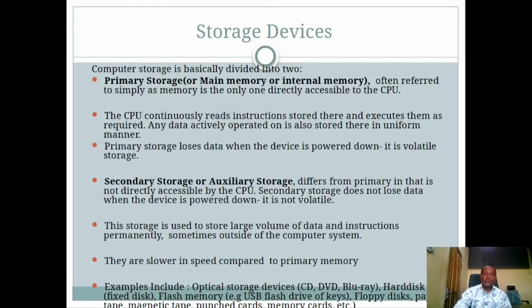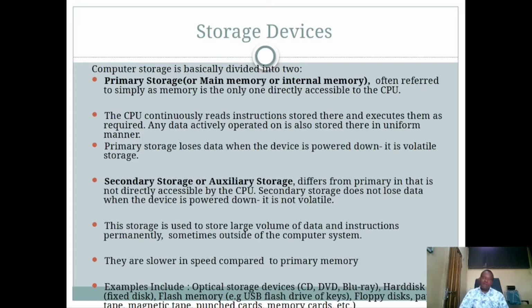Let's look at storage devices. Storage devices are just outside the CPU. They are used to support primary memory or primary storage. One thing about primary storage is that it can only store data and information while the computer system is busy, while it is handling one job or the other. As soon as the computer system shuts down, what we have in primary memory disappears.